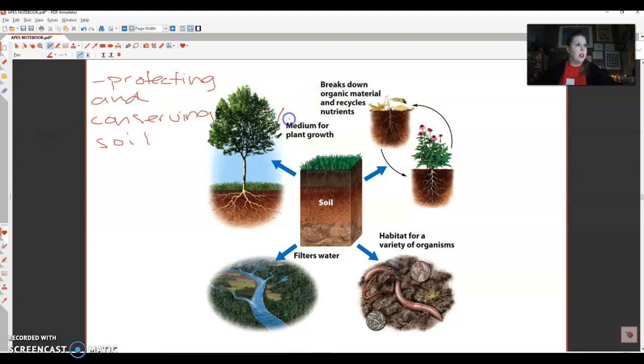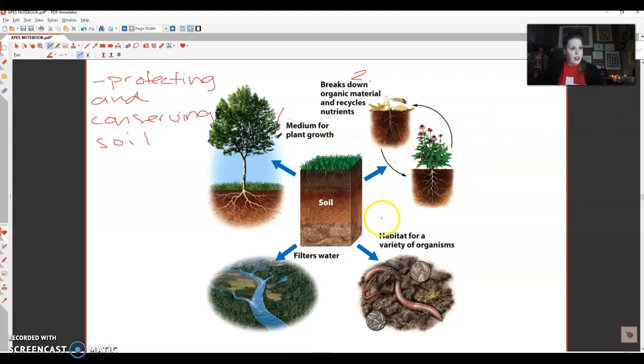Number one, it's a medium for plant growth. Obviously, we grow our crops in this. Trees allow us to breathe oxygen. The second is it breaks down and recycles organic compounds. So think back to the food chain that we learned about last semester. You have those decomposers who return all of those nutrients and minerals back to the soil.